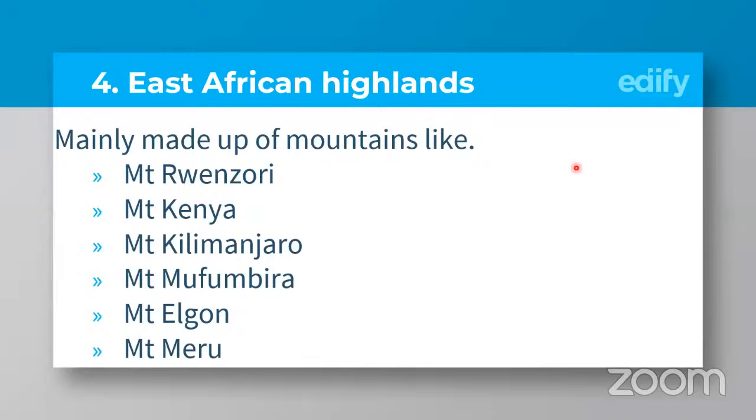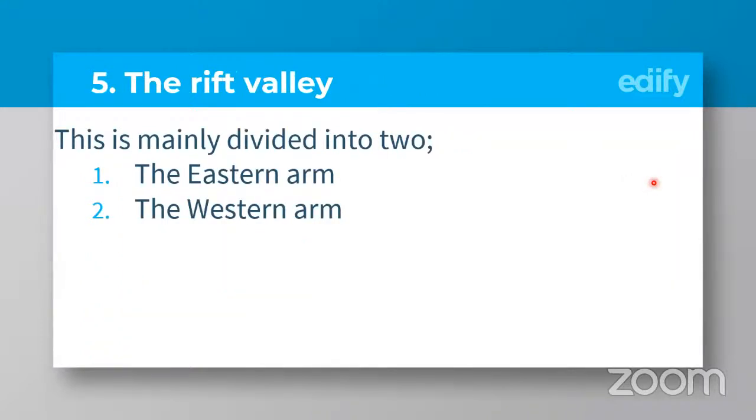So we've looked at the 4 major regions so far. We've looked at the coastal plain, the Eastern Plateau, the Central Plateau, and now the East African Highlands. These are the mountains. Now we need to know how each of these was formed. That's going to be our next topic. Unfortunately, today is our last lesson. Then we have the Rift Valley.